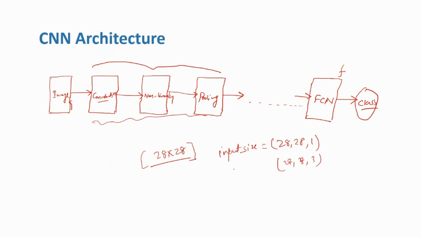Now, the filter or the kernels that will be convolved with any RGB or grayscale image can be 3 cross 3, or 2 cross 2, or 1 cross 1 only. That's fine. It depends on what kernel size, what kernel shape you are choosing. That is basically a hyperparameter.